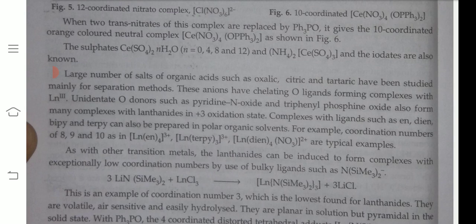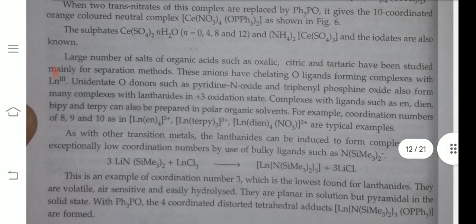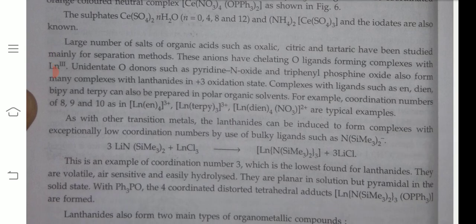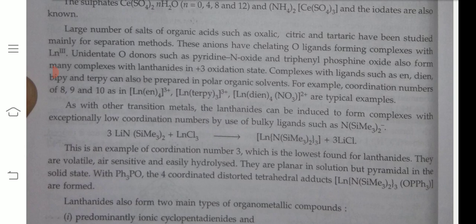The sulfates, cerium sulfate with water and (NH4)2 Ce(SO4)3, and the iodates are also known. A large number of salts of organic acids such as oxalic acid, citric and tartaric have been studied mainly for separation methods. These anions have chelating oxygen ligands forming complexes with Ln3+. Unidentate oxygen donors such as pyridine N-oxide and triphenylphosphine oxide also form many complexes with lanthanides in +3 oxidation states.